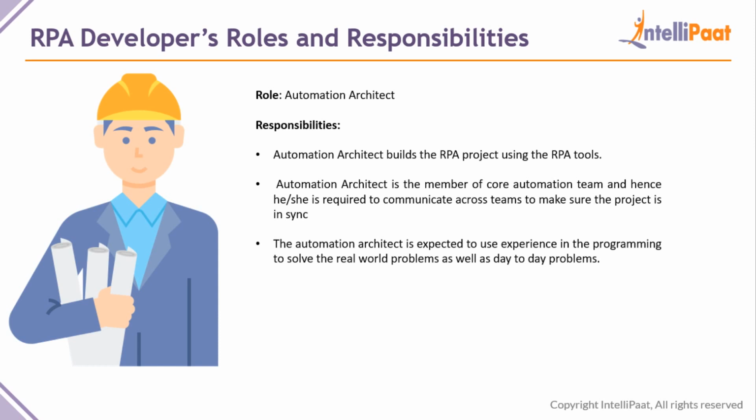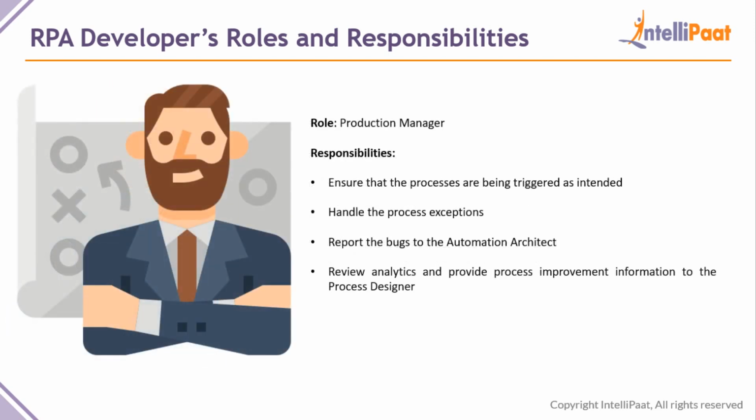So if you are an automation architect, you need to solve day-to-day problems. There might be bugs here and there and different things coming up daily. So you will need to solve those real world problems based on the experience that you have and work with it, right? The next role that we have is a very key one, which is production manager.